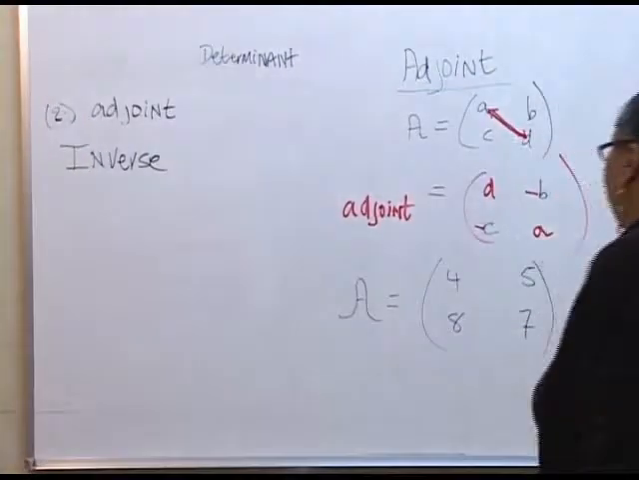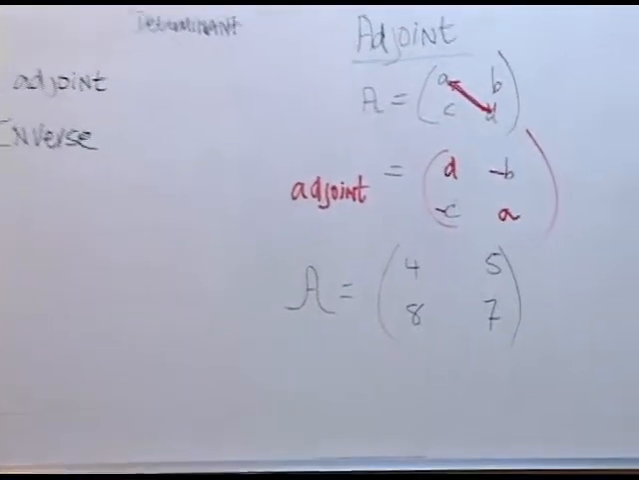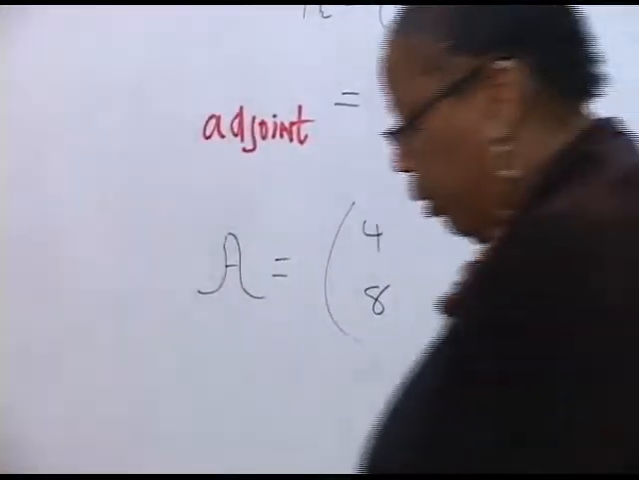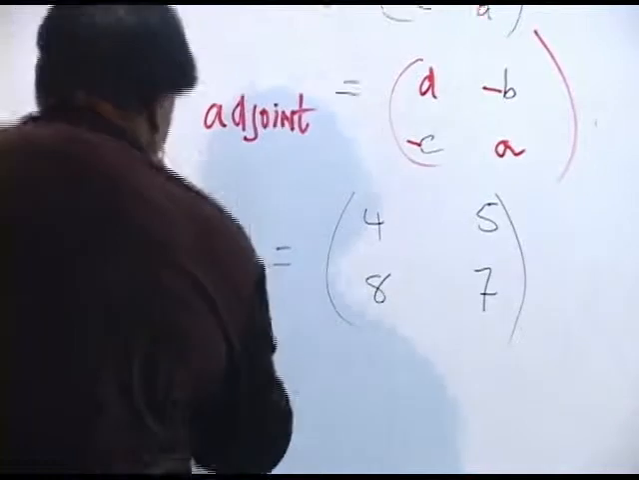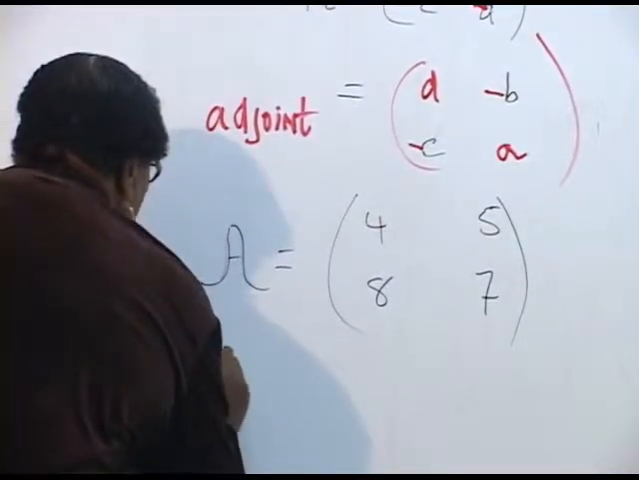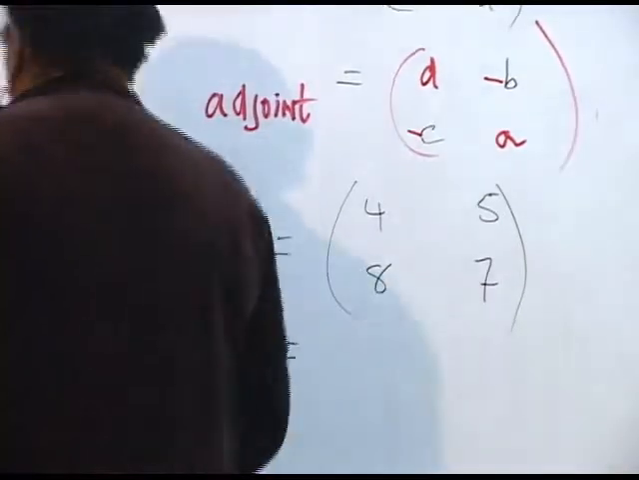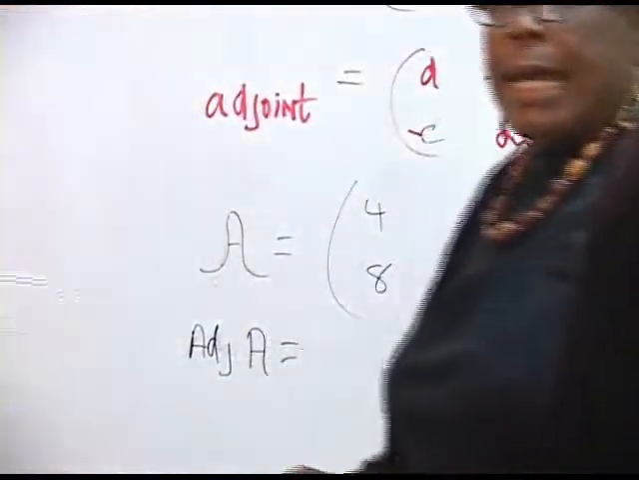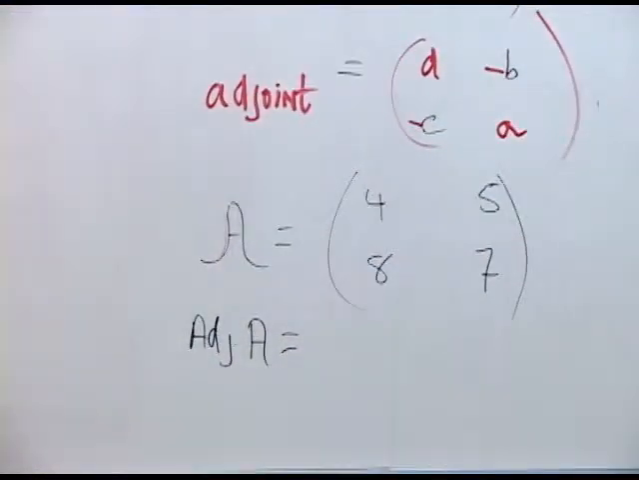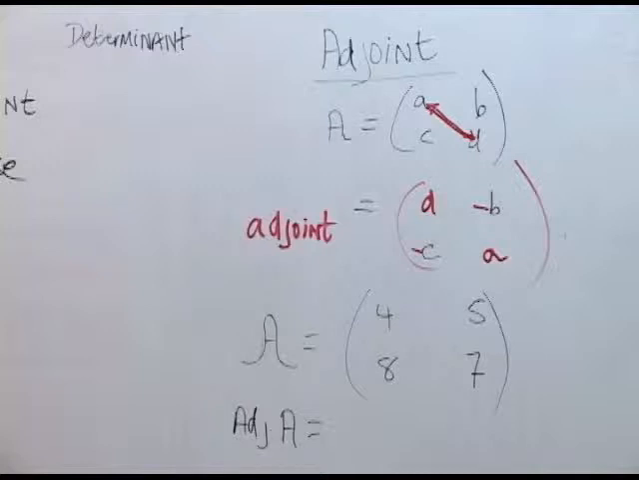4, 5, 8, and 7. And you are asked to find the adjoint, and you're going to see it written as ADJ of A. So we note the notations too. Okay? So if they ask you to find the adjoint of A, we have 4 in the first position and 7 in the last place.